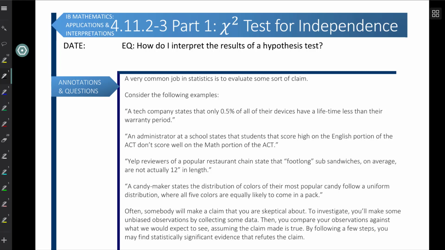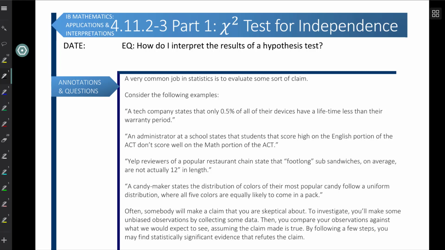A tech company might state that only 0.5% of all their devices have a lifetime less than the warranty period. You might start to think to yourself, well, hold on. I've owned a lot of phones that have died completely or crashed well before that 2-year warranty period ended. And that doesn't seem quite right. I'm going to call BS on that.